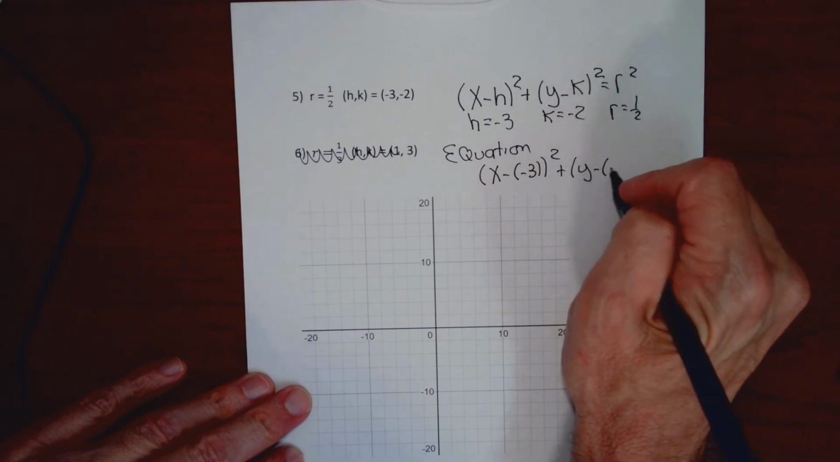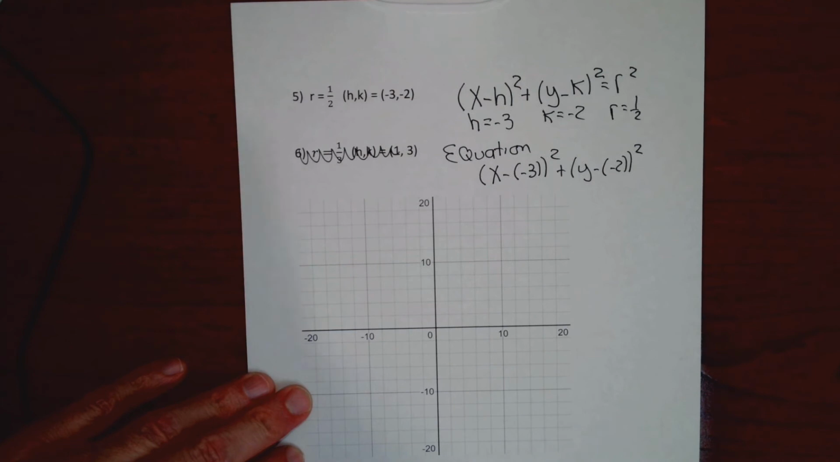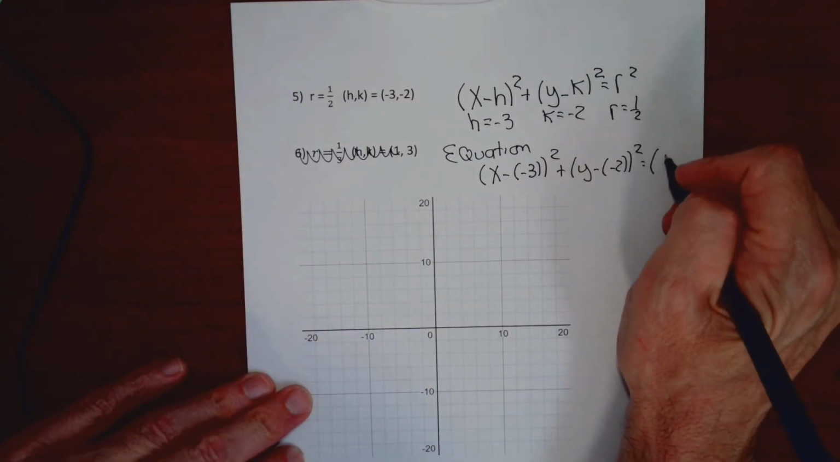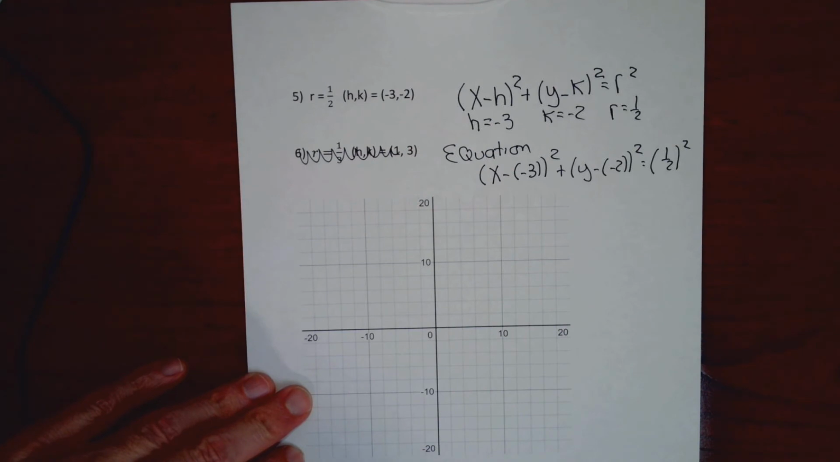Plus y minus negative 2 squared. You can make that y plus 2 squared, but I believe that will mess you up. Equals 1/2 squared. You could actually make that 1/4. Now, that's easy. Finding the equation is easy.